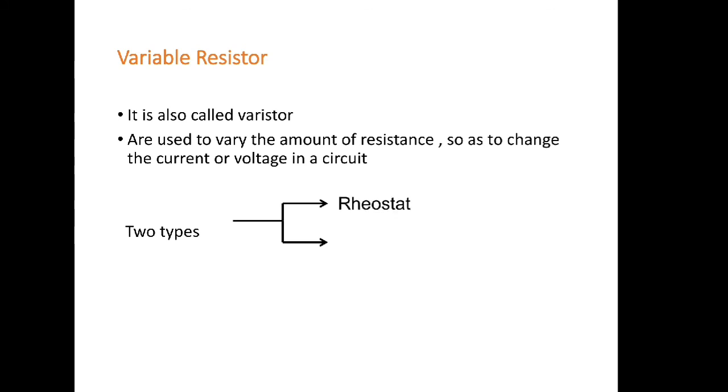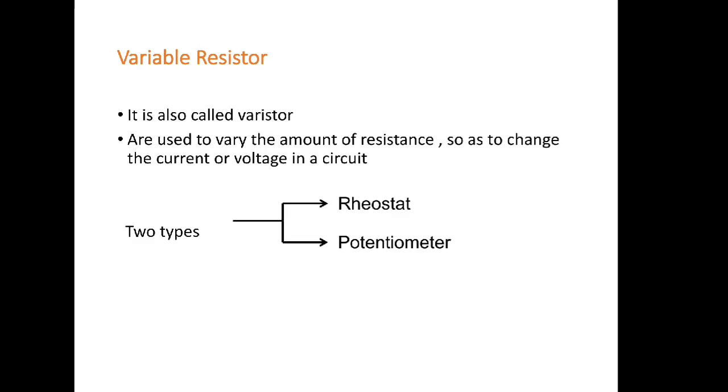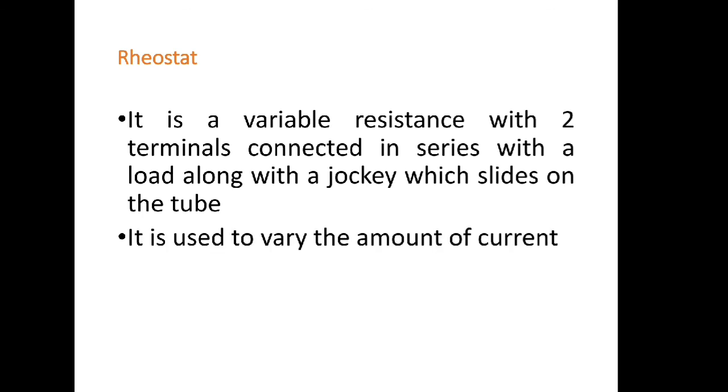They are used to vary the amount of resistance so as to change the current or voltage in a circuit. So there are two types of these variable resistors. One is the variable rheostat and the second one is a potentiometer. So these two come under the categories of the variable resistor. So rheostat, it is a variable resistance with two terminals connected in series with the load along with the jockey which slides on the tube. So I'll show here, it is used to vary the amount of current.